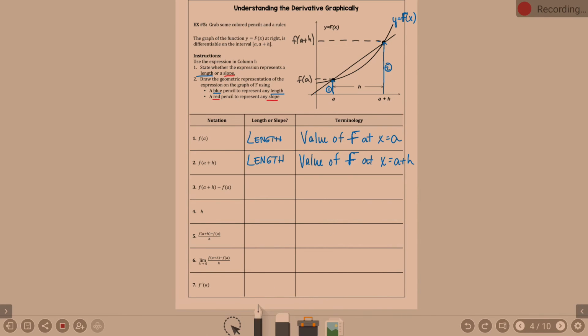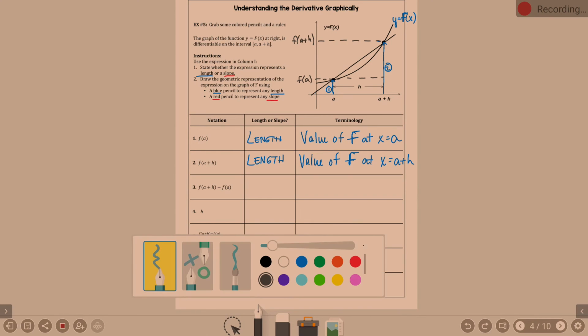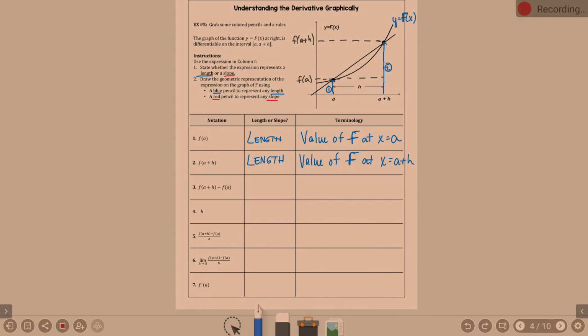Okay, f of a plus h is here. f of a, I stopped it over here earlier, but f of a is there. It's just a line, so it's just the length because it's going to be the distance between them. I'm going to label it over here just because there's only so much I can do on the graph. But basically the distance from f of a to f of a plus h, when you're subtracting the two, is just the distance between them. So this is another length.